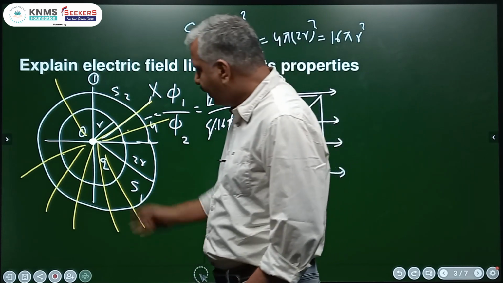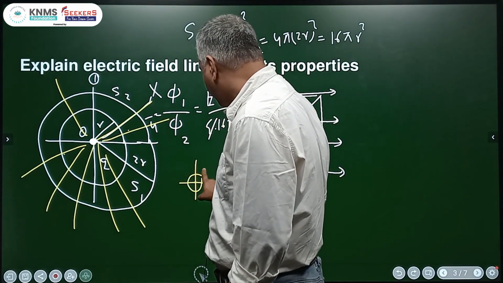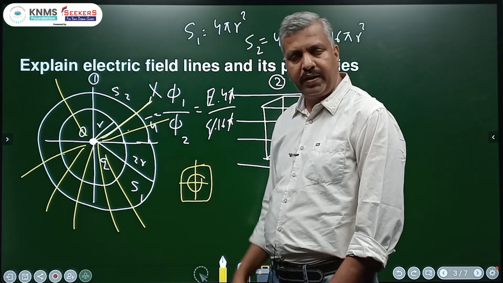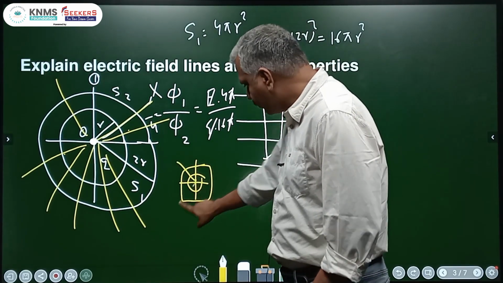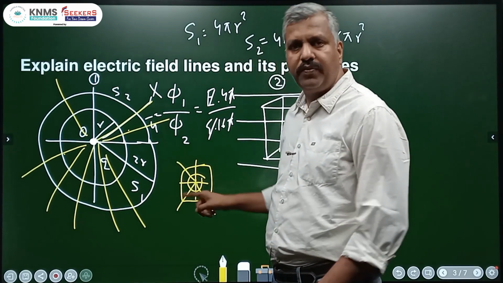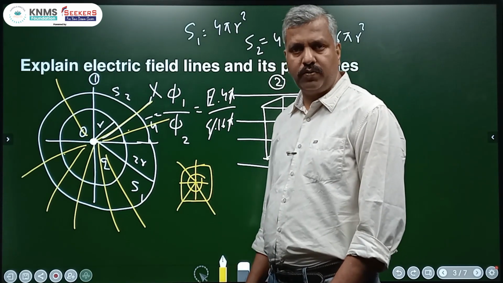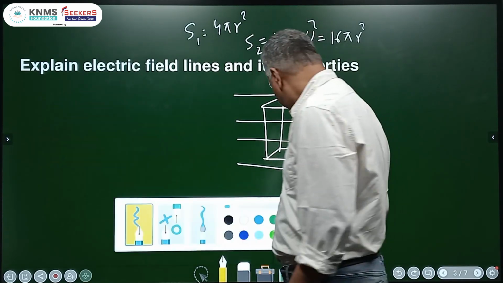Okay, and it need not be spherical. Suppose there is a sphere and outside it I draw a cube. Even now the flux is going to be the same, because every field line which cuts through the outer cube has to cut through the sphere. So the ratio is always going to be 1:1. Okay, so I hope you are able to get it.